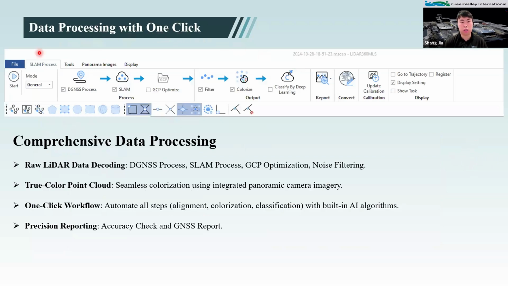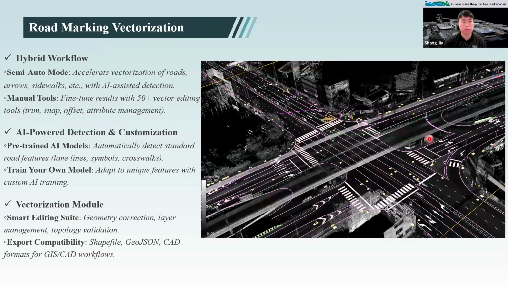So here, our client used the data processing with one click. So they were able to use a LiSLAM file, as mentioned before, and directly import it into the software. And with that, they were able to process data with one click without having to import any other imagery data or any other files. After which, they completed the road marking vectorization.